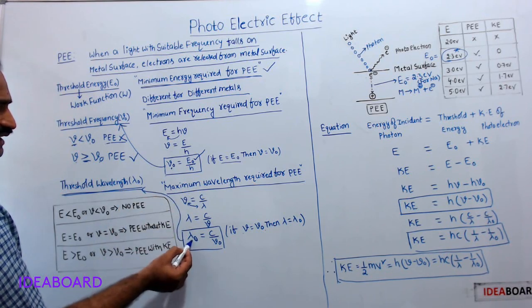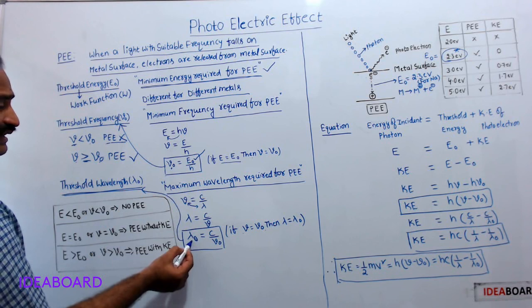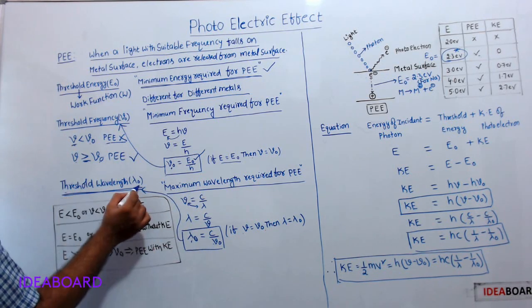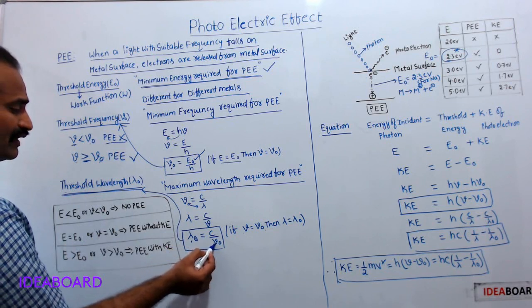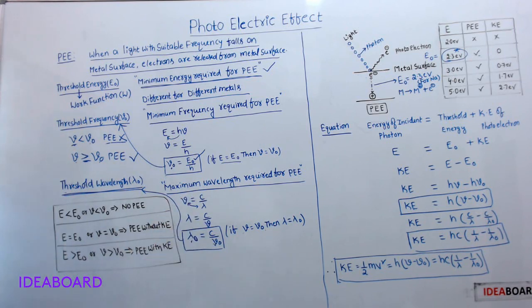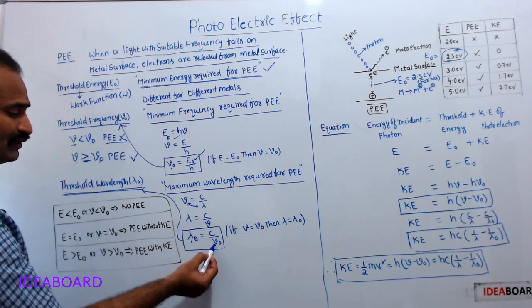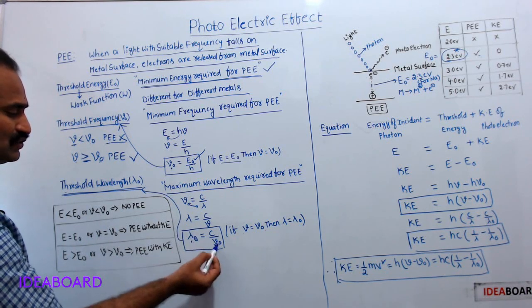What is threshold wavelength? This is the wavelength corresponding to threshold frequency. Threshold wavelength is the wavelength corresponding to threshold frequency. Here these two are inversely proportional to each other.